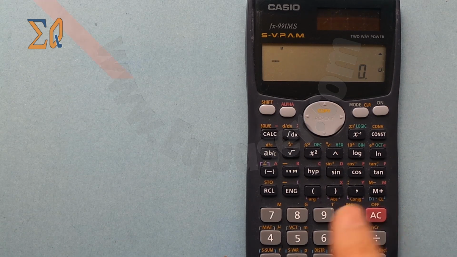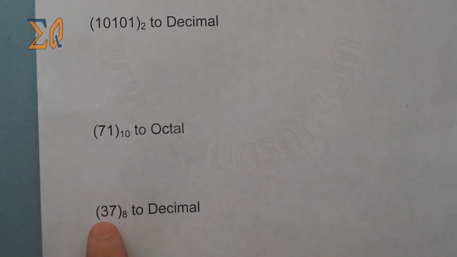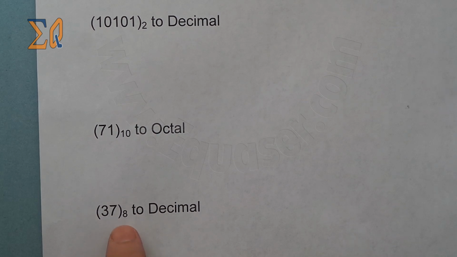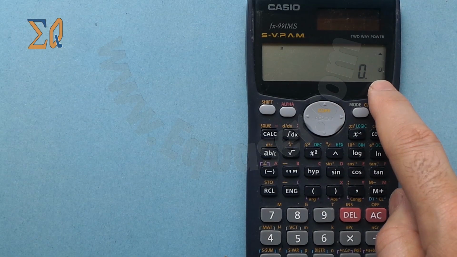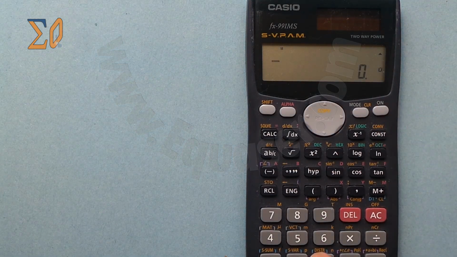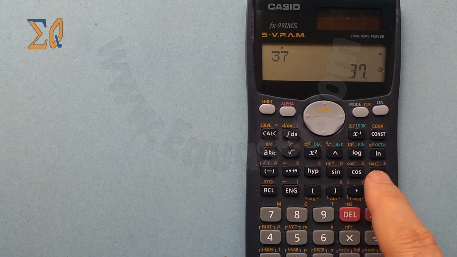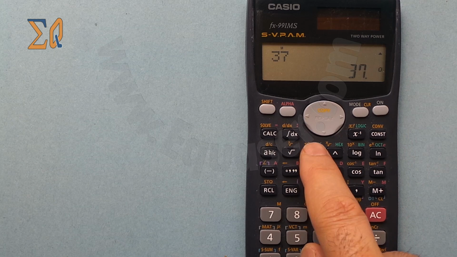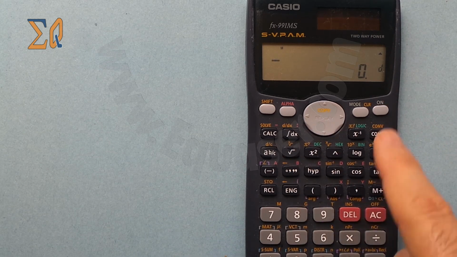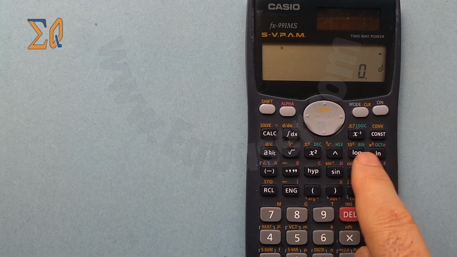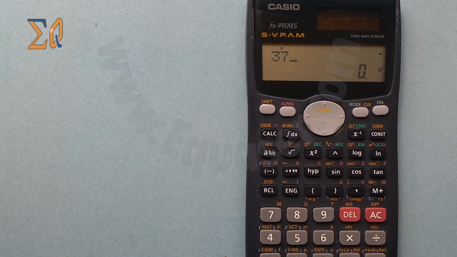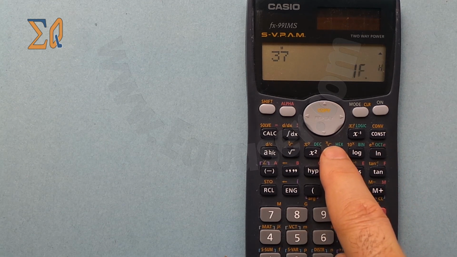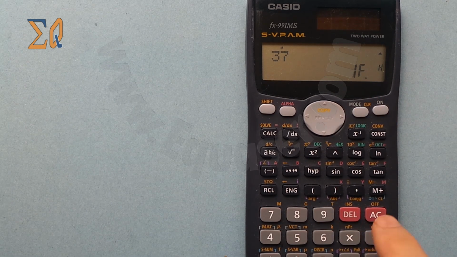So all clear. Let's convert 37 octal, which is base 8, to decimal. I'm in octal mode. You must be in octal. 37, equal sign, and you can convert it from octal to any value. 37 to decimal, that's 31. Let's go back to octal, 37, equal sign, and convert it to hex. That's 1F. Same way for other values.